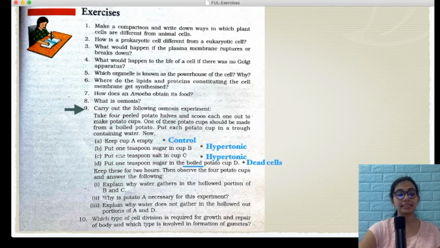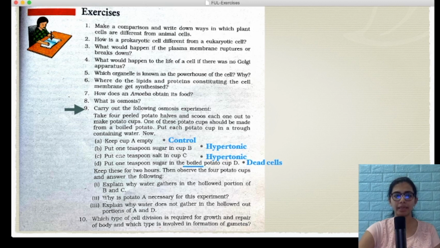Then the third sub question is, why does water not gather in the hollowed out portion of A and D? D, we already know, they are dead cells and they cannot undergo osmosis, right? Because the selective permeability of the membrane is lost. So that's why no water gathers inside D.